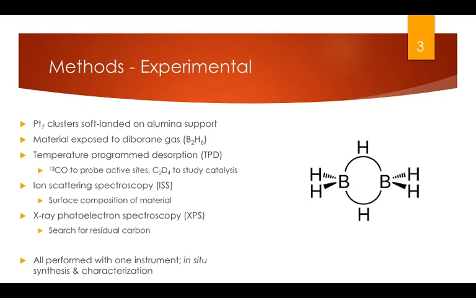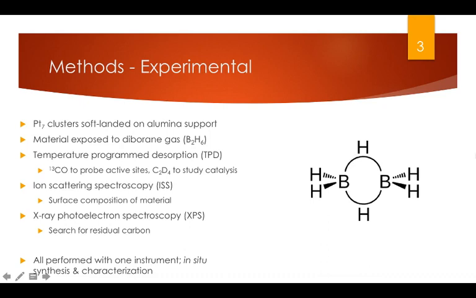So this is diborane gas. If it looks a little weird to you, that's because it has what's called a 3-center 2-electron bond, also called the banana bond, and it's electron deficient. So basically this is 2 electrons being shared between 3 atoms. I thought it was pretty cool.